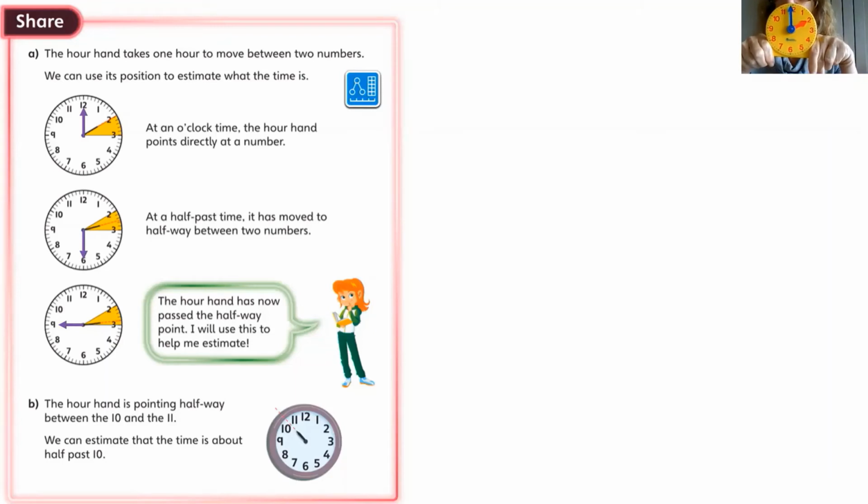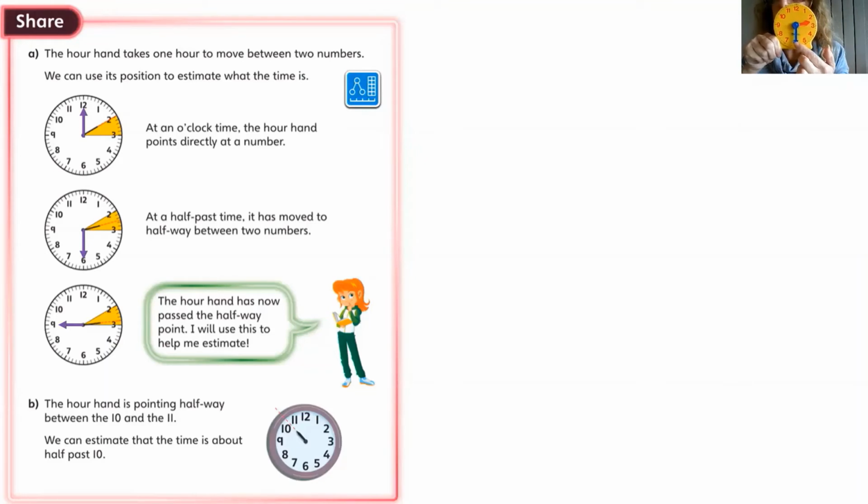Let's look then what it looks like again. That's my 2 o'clock. I am going to move my minute hand. I'm going to move it 15 minutes, which is a quarter of the way around, and it's only just left 2, look. But when I go halfway round, that's 30 minutes, 5, 10, 15, 20, 25, 30. Halfway round, it's halfway between the 2 and the 3.